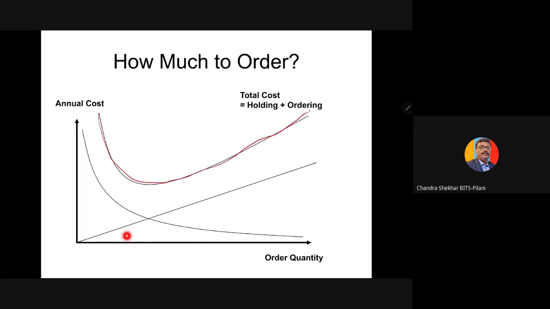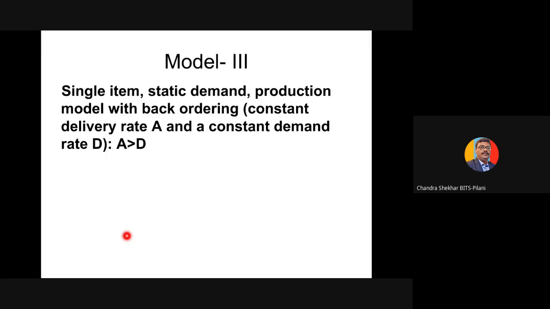So we have to manage the balance between the ordering cost and the holding cost, so that here we have the minimum. That quantity, how much we should order, Q star, we have to compute, so that the total cost of holding plus ordering should be minimum. So these are the basic components for the inventory control or inventory system.